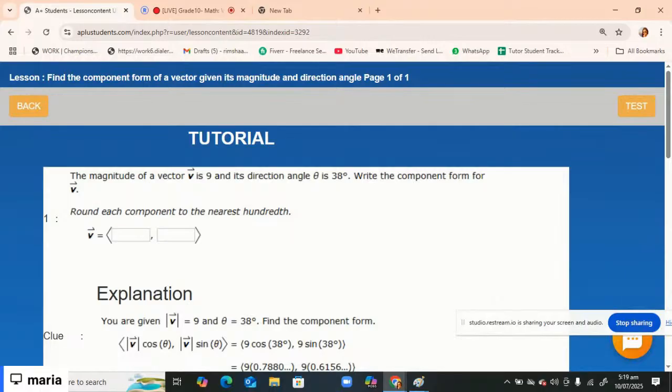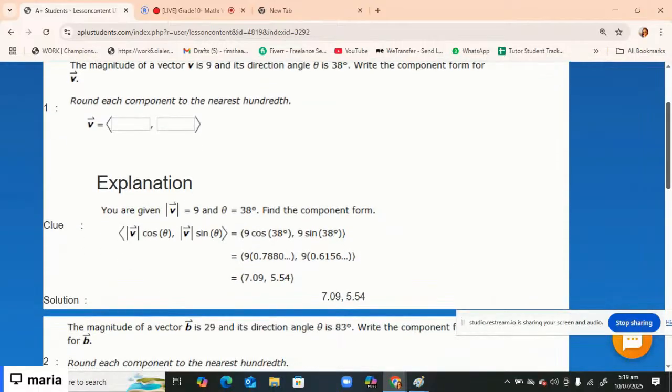Find the components of the vector given its magnitude and direction angle. The magnitude of the vector is 9 and the direction angle is 38 degrees. So write the component form of V. How can we write it down? V cos theta and V sin theta. This is basically the formula for that. Magnitude is given. Magnitude of V cos theta. So what is the magnitude of V? 9 cos theta, 9 sin theta.